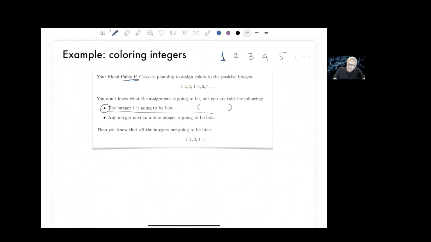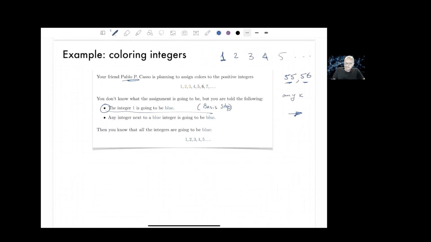We'll call this, in a minute, a basis step. Okay, base case or basis step. And you also have a second piece of information. And that second piece of information says that this is true for any of the integers. If that integer is blue, so for example 55 is blue, then 56 is also going to be blue. And that's true not just about 55, but it's true for any integer k. You name the integer, and if that integer is blue, notice we're not claiming that that integer is going to be blue or anything like that. We're claiming that what we know is the implication itself.